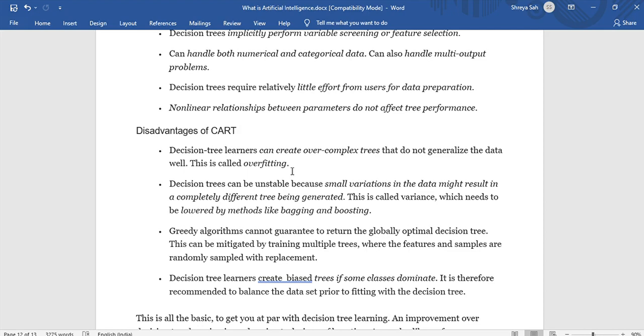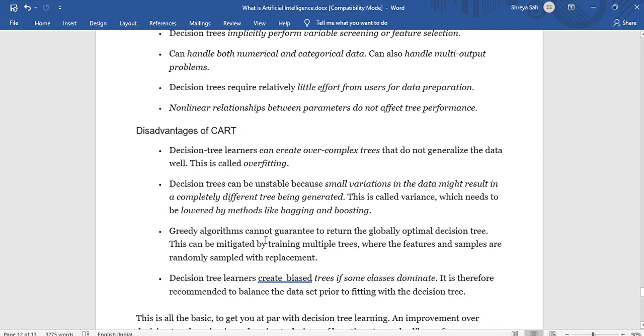That is why decision trees can be a little complex. Now, decision trees can be unstable because small variations in the data might result in a completely different tree being generated. This is called variance, which needs to be lowered by methods like bagging and boosting.